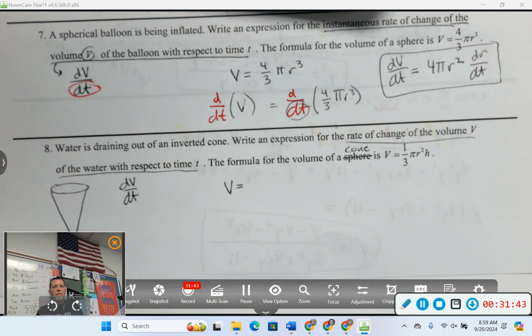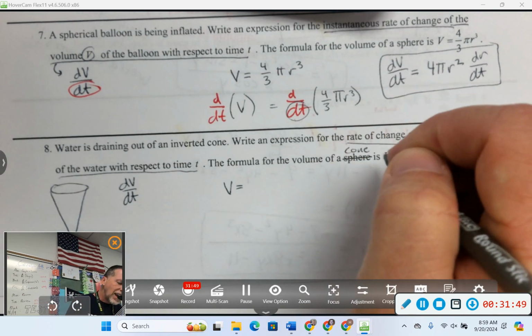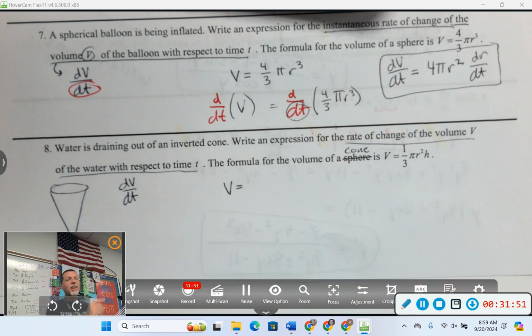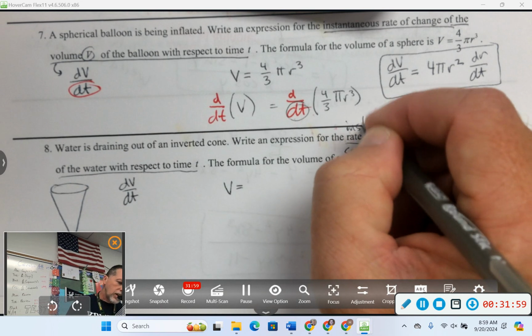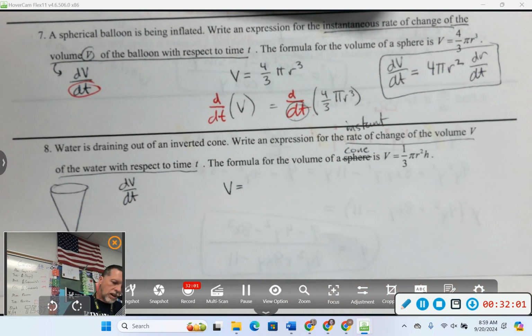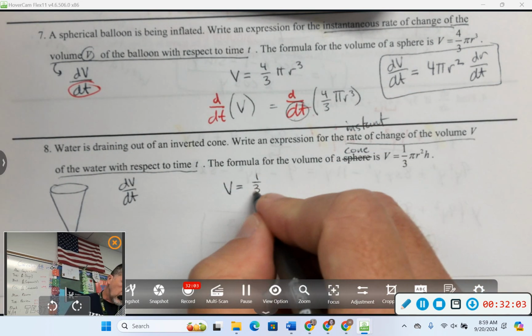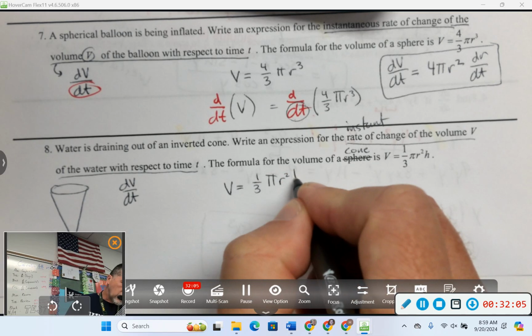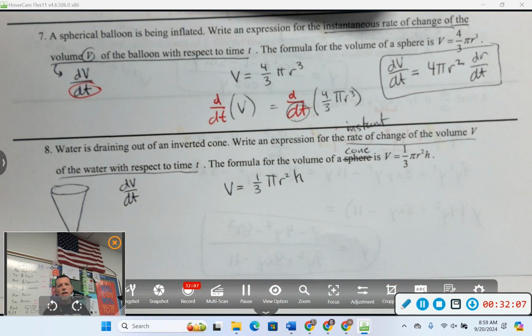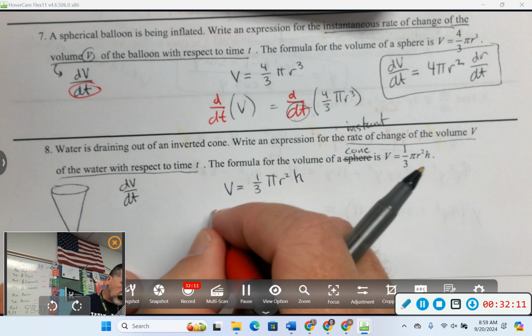Wait, it says rate of change, not instantaneous. Good catch. If it doesn't say average though, if it doesn't say either one, we assume instantaneous. Good catch though. So 1/3 pi r squared h. So again, I'll need to take a derivative with respect to time of both sides.